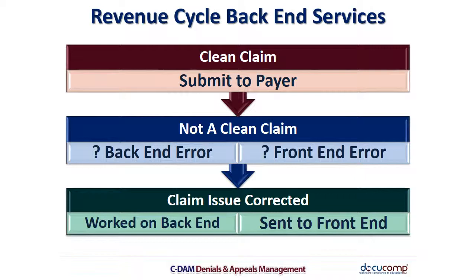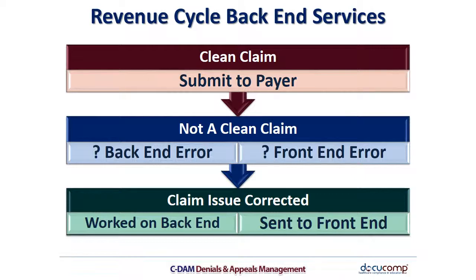The goal again is to be able to submit a clean claim to the payer. If there's not a clean claim, then we have to determine, is it a back-end error or is it a front-end error? If it's a front-end error, we have to go all the way back to the front end of the revenue cycle process, maybe beginning at patient access, to determine where the disconnect occurred. If it's a back-end error, there are things that you can identify and ways to mitigate those errors prior to the submission of the bill, again ensuring an effective revenue cycle process. Once those issues are identified and the claim has been corrected, we can then submit the bill for reimbursement.